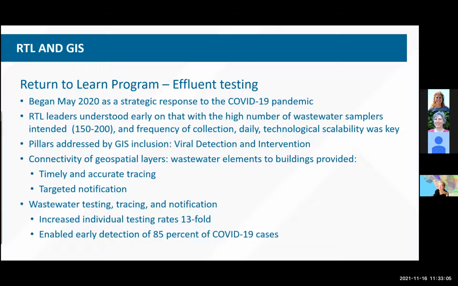The pillars that we're addressing with Return to Learn with GIS include viral detection and intervention, and the connectivity of geospatial layers with the wastewater elements, timely and accurate tracing, targeted notification. With all of these combined characteristics, we increased individual testing rates 13-fold and enabled detection of 85% of COVID-19 cases.